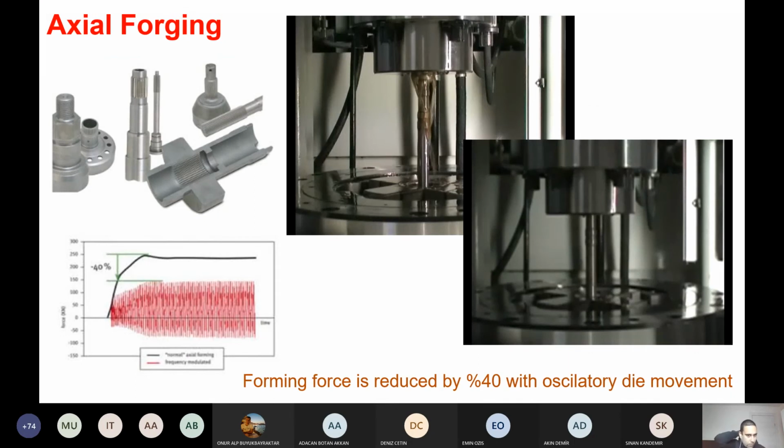This is the only slide where I have a video because I think it is a very unique process, and I don't know if you can see something like this in Turkey anywhere, because as far as I know, these machines are not used here.